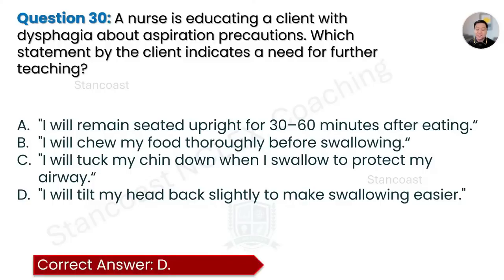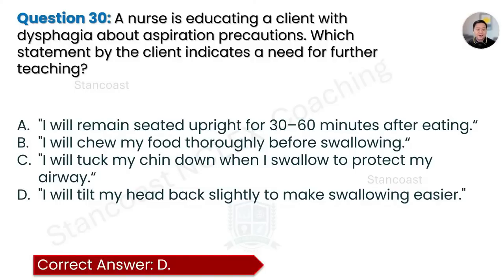The answer here is letter D, because tilting the head back increases aspiration risk by opening the airway and making it easier for food or liquids to enter the trachea. So instead, a chin tuck position should be used to protect the airway during swallowing. So you're going to look for the client statements that contradict standard safety measures, especially in this case.